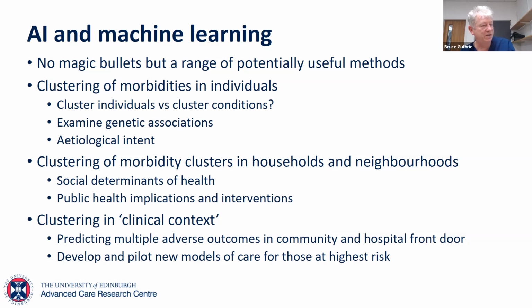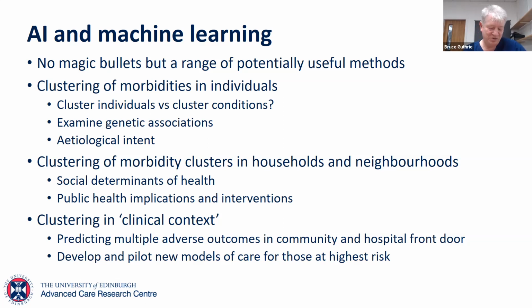So what do we observe there that is beyond chance? Because most clustering, or most combinations of conditions, is chance. And we'll then go looking to see whether we can find any evidence in genetic associations that these clusters have a biological basis. And so that's very much focused on etiology. We're also going to look at clustering of morbidity in households and neighborhoods. That's more a social determinants of health and public health perspective.